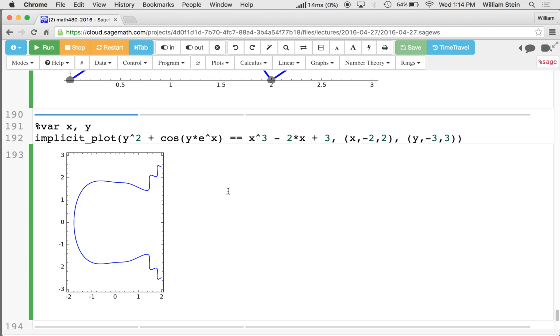And finally, the very last thing, this is an example of an implicit plot. I showed you some above, but this one looks kind of cool because it's really sort of complicated to make. And it's not just an algebraic function. It's a function involving cosines and exponentials and stuff.